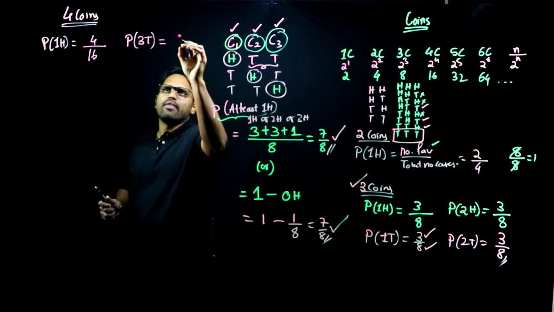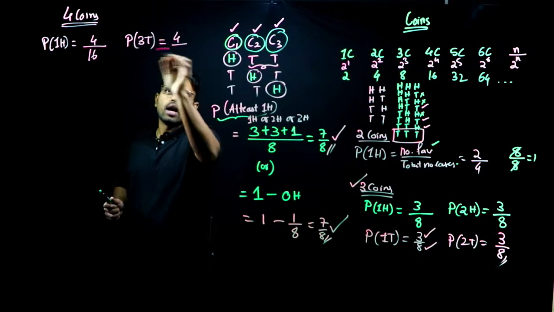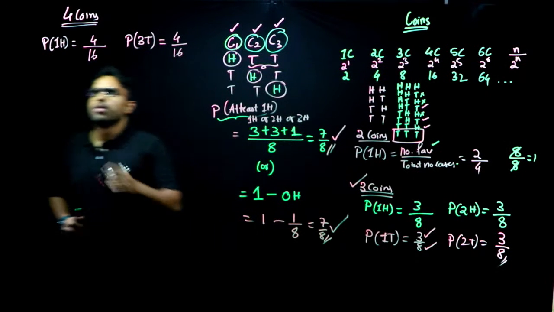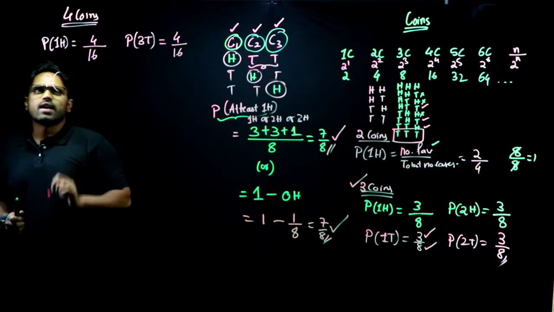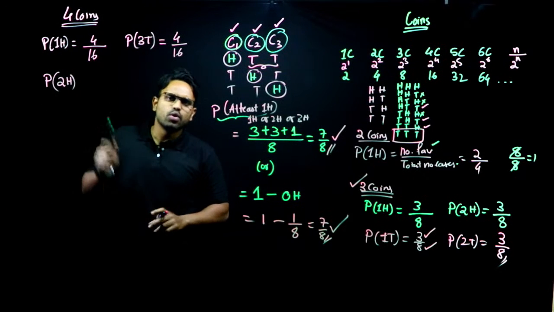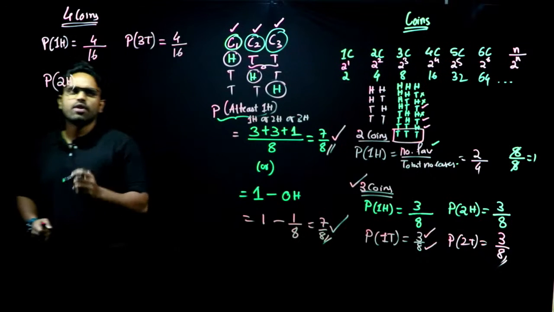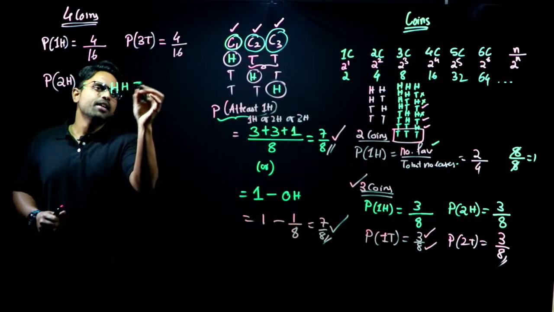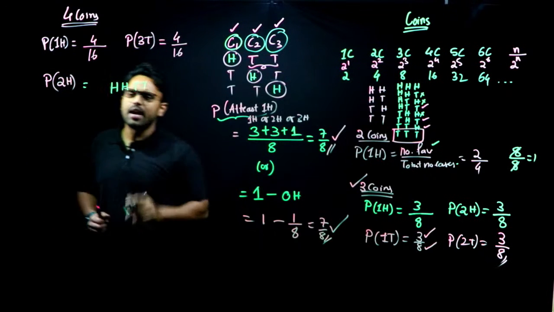What will it be? Favorable cases will again be 4. Again, total number of cases will be 16. And now, the problem arises when I ask you, what is the probability of getting 2 heads? Whenever you do not understand the condition, what do you need to do? You need to write it down. What does it look like? Head and head, tail and tail.